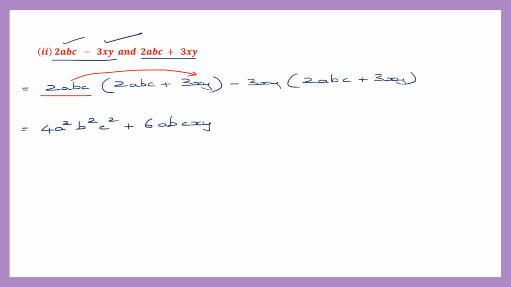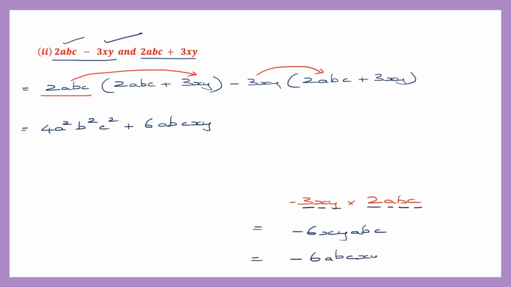Now let's go to the second part. Minus 3xy into 2abc. So now the sign is minus. Let's multiply the numbers. 3 2's are 6. Now here we have 1x, 1y. And here we have 1a, 1b, 1c. So that is a, b, c. Let's put it in alphabetical order. We can write it as minus 6abcxy. So let's write that here. Minus 6abcxy.